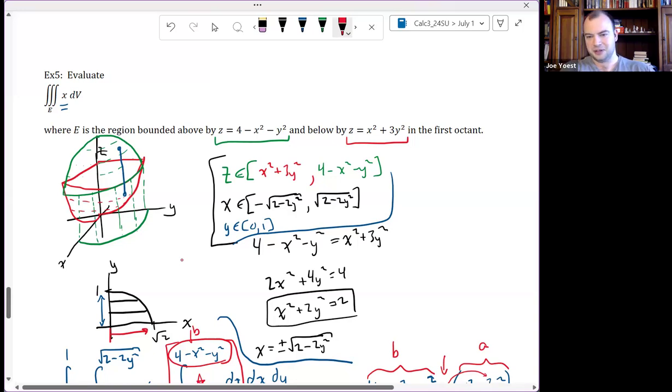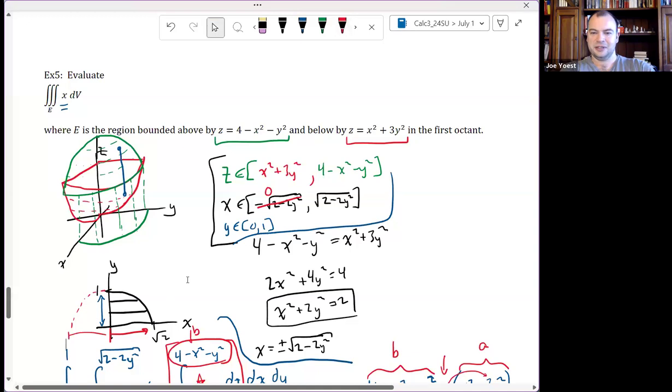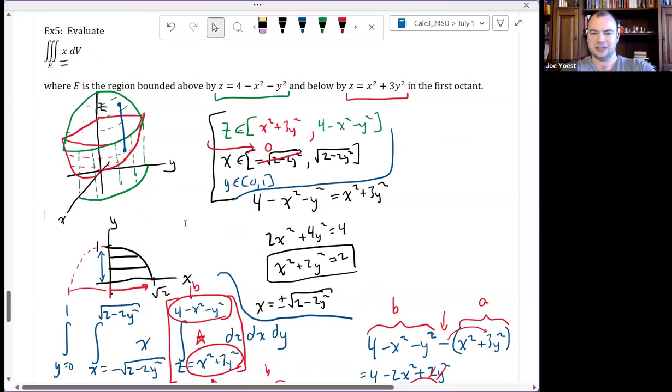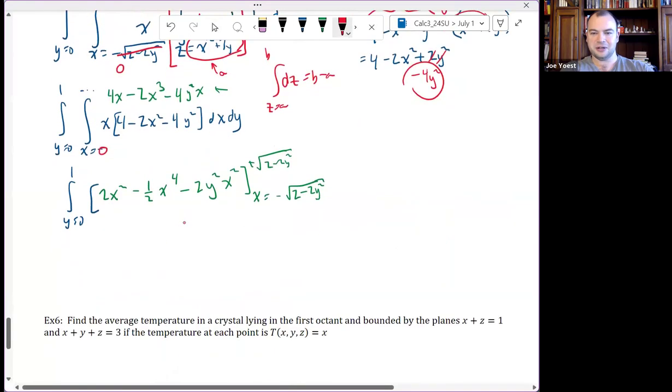X actually goes from 0 to positive root 2 minus 2y squared. I just forgot about the bit that it's in the first octant and allowed myself to use the entire top half of the circle. So x actually has the lower bound of 0. So sorry about that. Two mistakes in one problem. This is not my problem, apparently. So x then, in all of these cases, has a lower bound of 0.